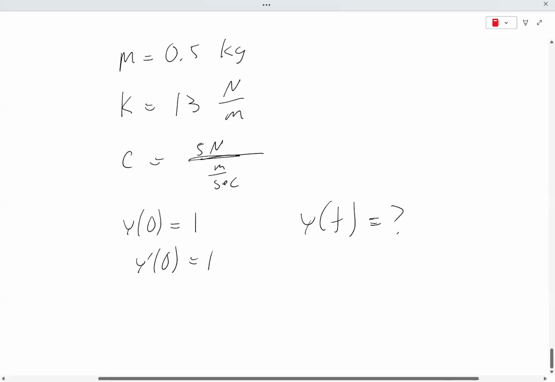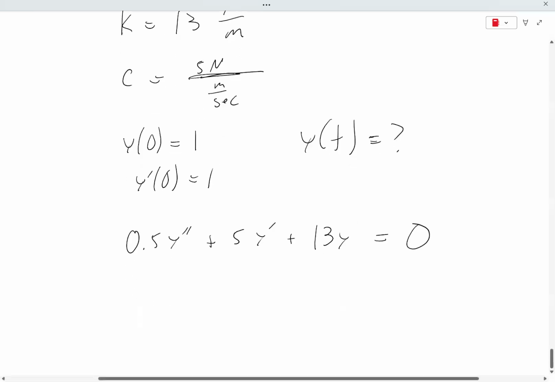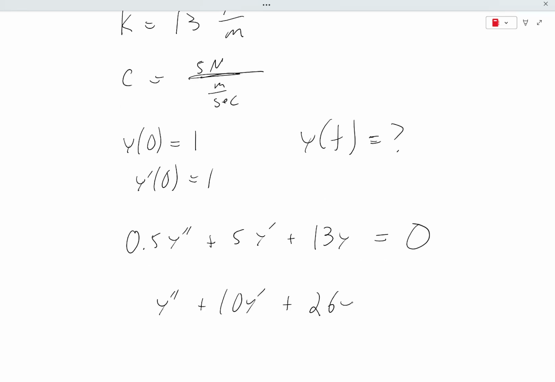Okay, and this one is just a setup. You just set it up here, and so you get like 0.5 y double prime plus 5y prime plus 13y is equal to 0. Then you have to solve this one with maybe some conditions on it. Now this here, that's like a half, right? So if you multiply through by 2, you can clean it up a little bit. It'd be y double prime plus 10y prime plus 26y equals 0.